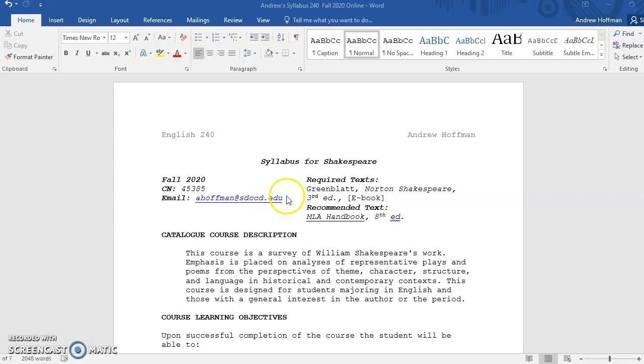Now there's a single required text for the class, and that is the Norton Shakespeare, now in the 3rd edition. This is an ebook. Now I'm not unaware that Shakespeare is a little popular, and there are many editions of Shakespeare out there, including a lot of free online editions. This is not free. It is not terribly expensive, at least in terms of school books. It is slightly under $50.